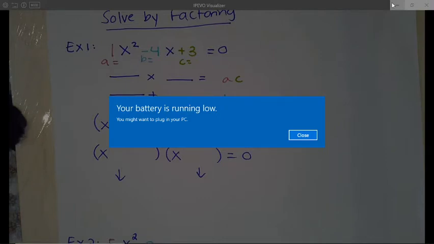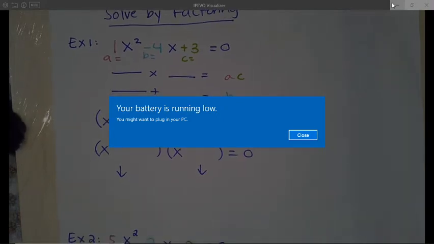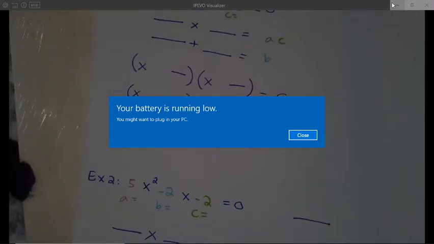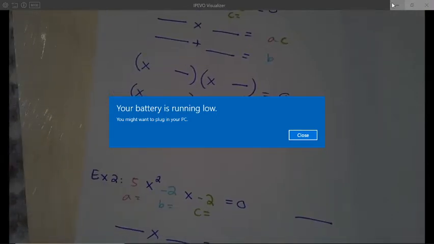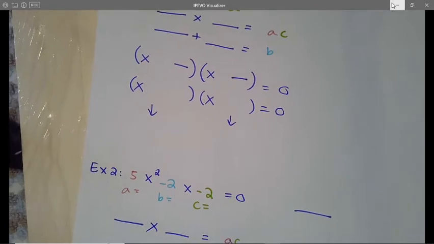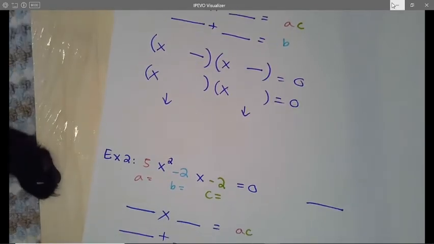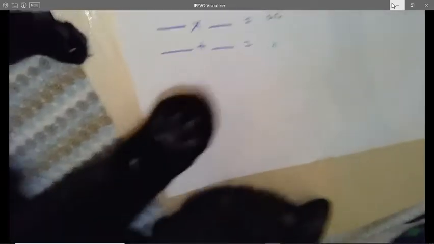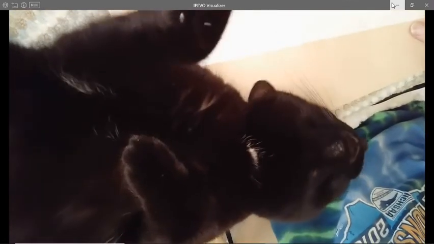Now, before we get started, let's make sure my battery doesn't die. Right now it says my battery's going to die. Okay. Also, guess what? My cat is super excited to do the problem with us. So there you go. So Babette's ready, which means you guys need to be ready as well.